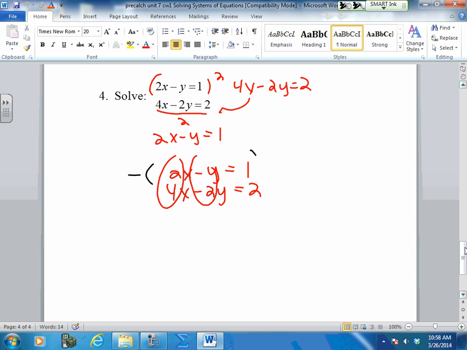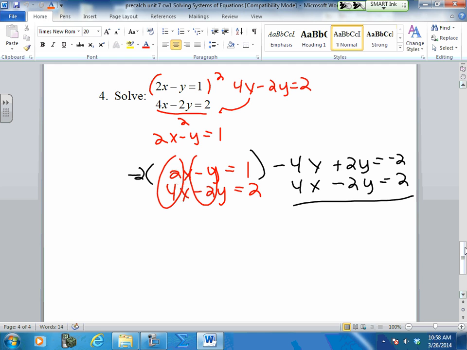So what should I multiply the top by? Negative 2. So this is going to give me negative 4x plus 2y equals negative 2. Agree? Now, do I have to do anything to the bottom? No. Now, I add them all together, everything cancels out. This is a true statement, isn't it? 0 equals 0. If it's a true statement, then I have all solutions. All solutions in this case, because they're both lines, means it's the same line.